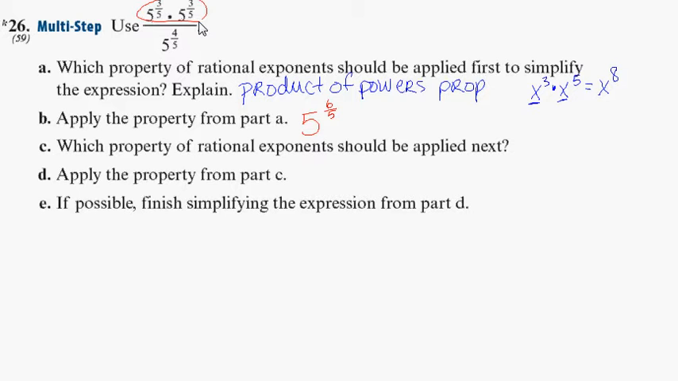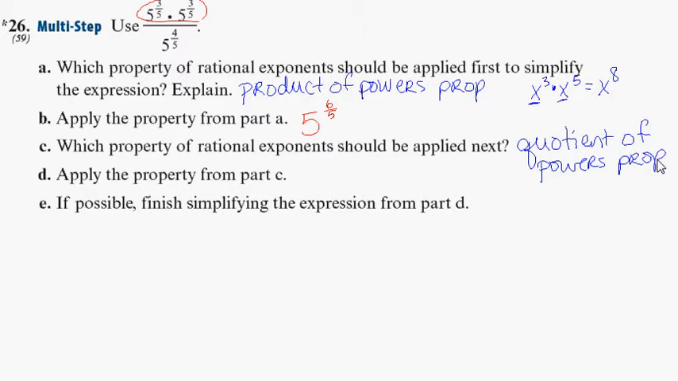Which property of rational exponents should be applied next? Now, do you see that in letter A, I guess I just wrote the numerator. Technically, I should probably write the denominator, but you get the idea here. Which property should be applied next? That's the quotient of powers property, okay? Apply the property from part C.